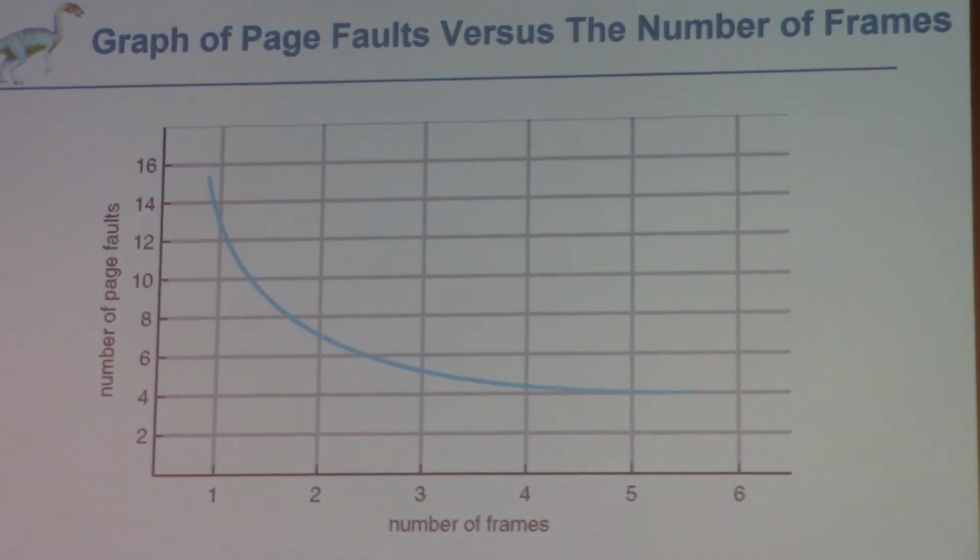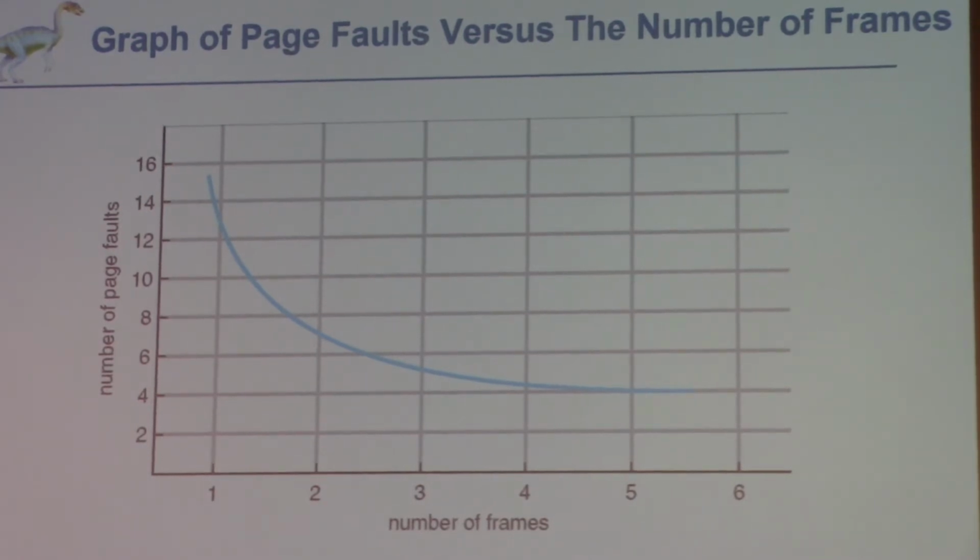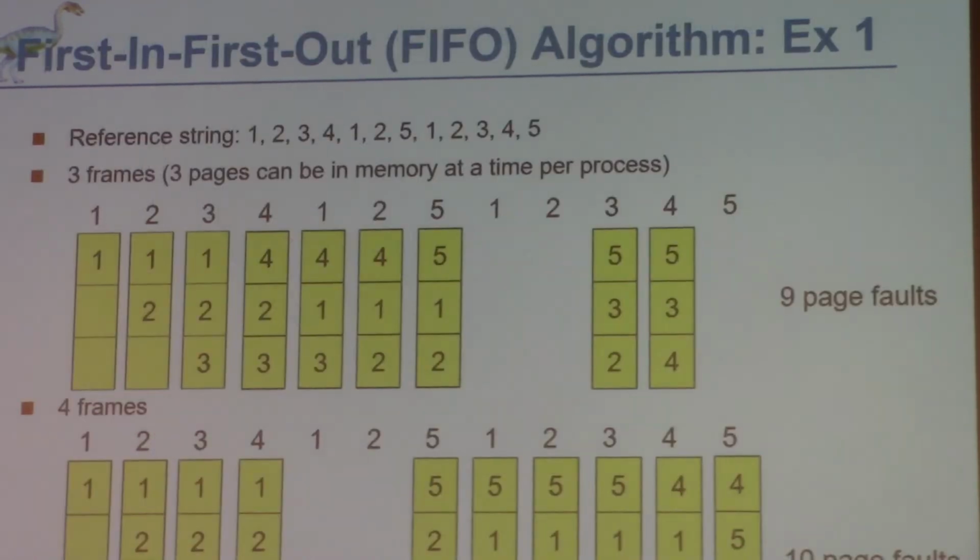Sometimes even though you have a bigger size of memory, your performance will go down, which means the number of page faults sometimes increases. This is called Belady's anomaly. So we will see such an example later. Okay.